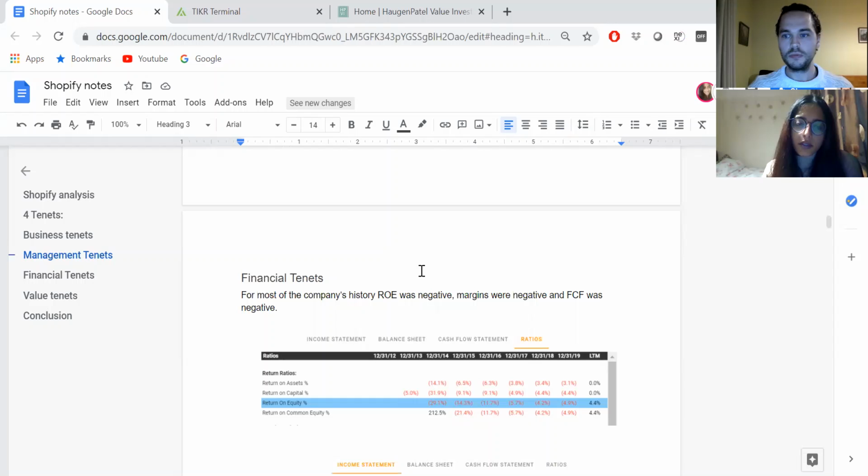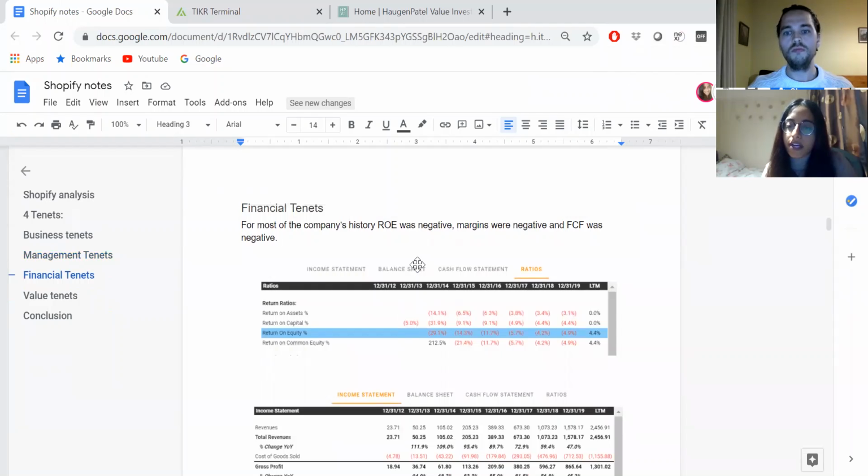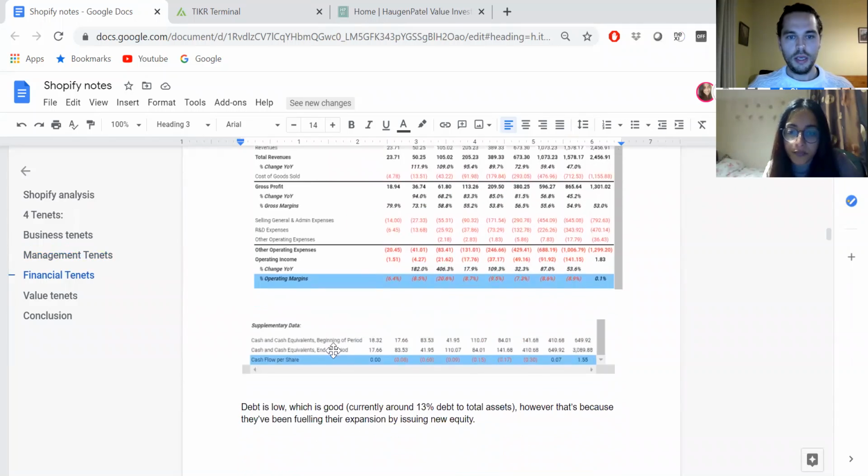Yeah. So looking at the financial tenets, we looked at the return on equity and the free cash flow. Beginning with return on equity, straight from 2012 onwards, as you can see here, negative, negative, negative. And that's not particularly something that we look for when we want to invest in a business. Although in saying that, for the last 12 months, Shopify suddenly has a positive return on equity. And then looking at the free cash flow, if you'd like to just scroll down a little bit further. Yeah, here, per share.